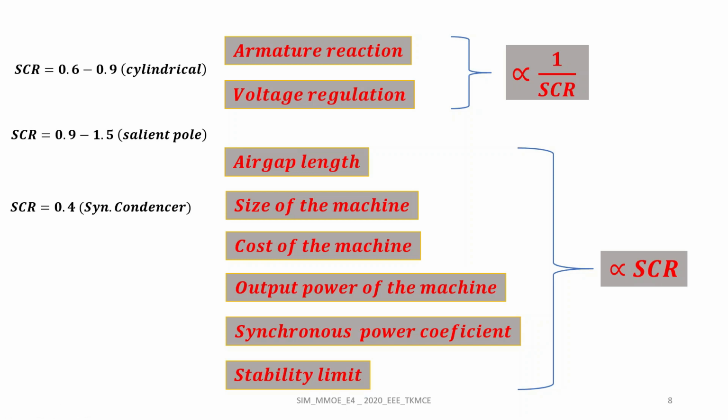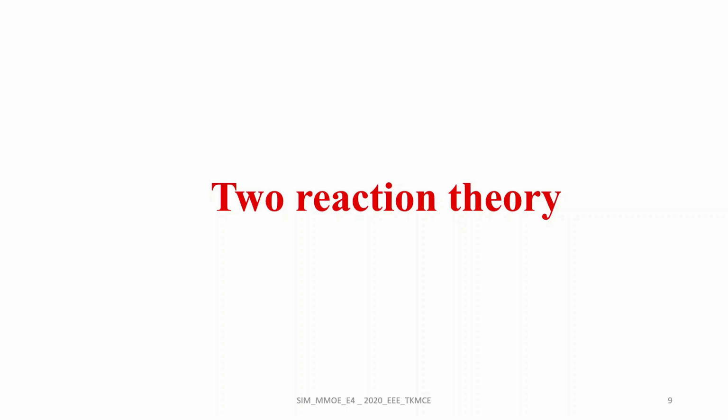What is synchronous condenser? Synchronous condenser is an overexcited synchronous motor working under no load condition. In the case of synchronous machine, we can control the power factor by controlling the field excitation. If the synchronous machine is overexcited, it gives the characteristics of a pure capacitor. The value of SCR for synchronous condenser is usually 0.4. So this completes the discussion of short circuit ratio. Next, let's see two reaction theory.